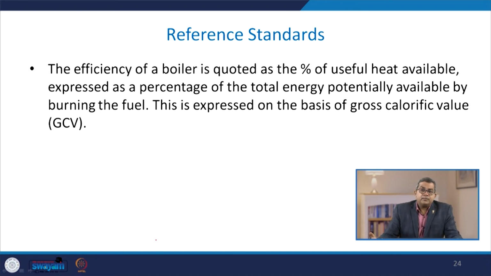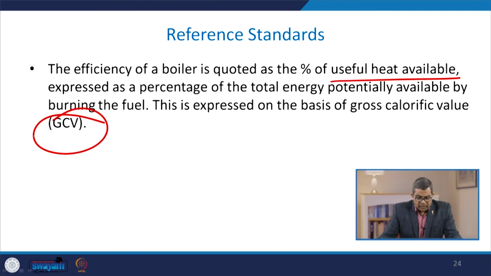Now, usually, based on the mathematical relationship, the efficiency of the boiler is quoted as the percentage of the useful heat available, expressed as a percentage of the total energy potentially available by burning the fuel. This is usually expressed on the basis of gross calorific value, sometimes referred to as GCV.